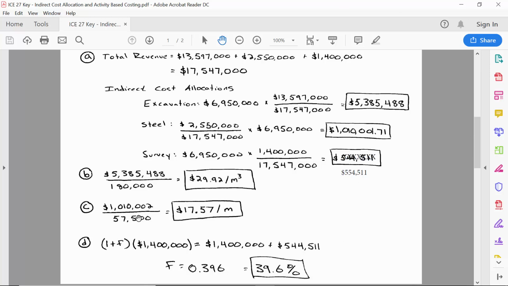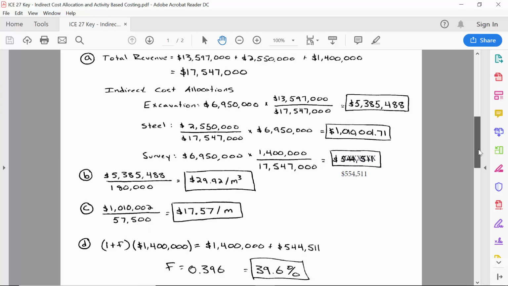554,511 divided by the 1.4 million is the same thing as this. I solved it this way just because we usually think of the overall cost as being the direct cost and the indirect. And so what we know is that the $1.4 million is going to be the direct costs, and so that represents the 1, and then the F is the indirect cost. So we're saying that the direct and the indirect together are going to be the sum of the 554 and the 1.4 million. So in any case, as I was circulating around, I think most people saw that it's going to be 39.6% is the indirect cost rate.